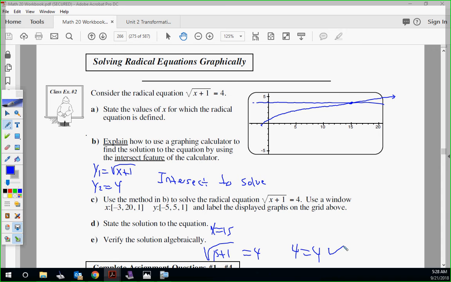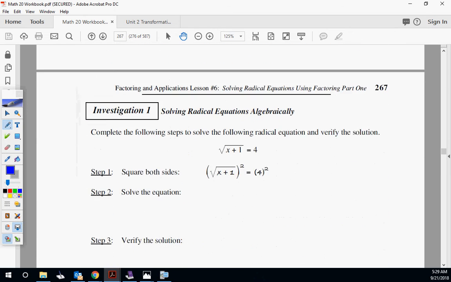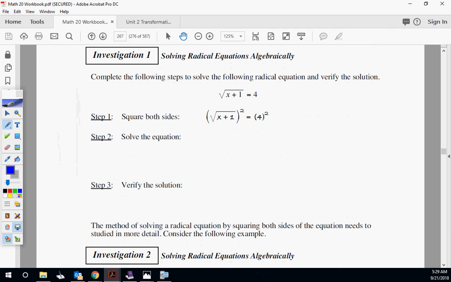Okay, let's go ahead and go on here. Investigation 1: solving radical equations algebraically. Complete the following steps to solve the radical equation and verify the solution. Remember I said yesterday we do have to verify. There are extraneous solutions which aren't real. We get those, but they don't work, and a lot of times that has to do with your restrictions. You may get solutions that are outside your restrictions, so those don't actually happen.